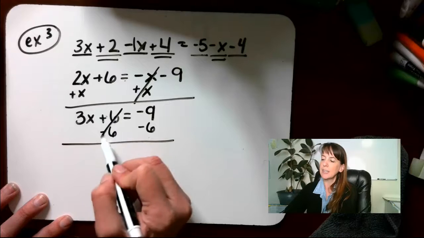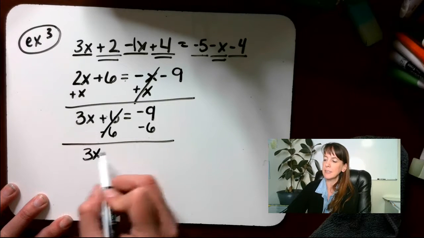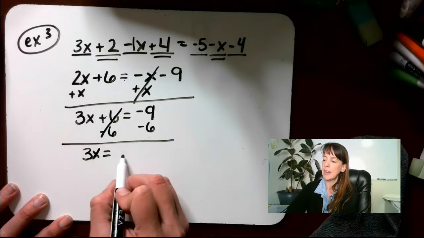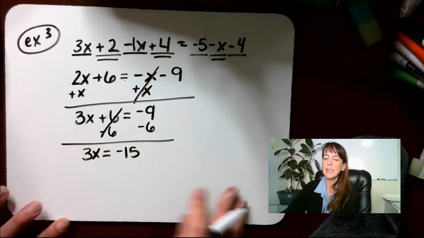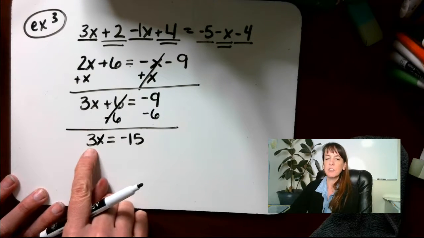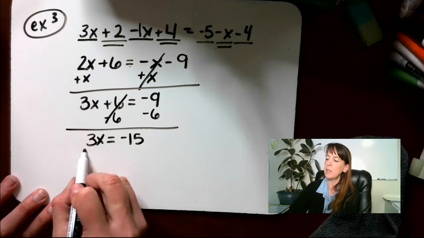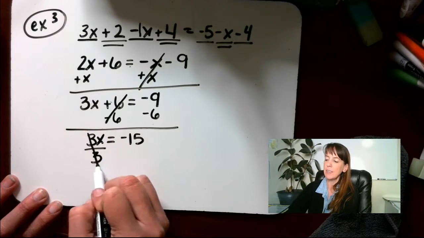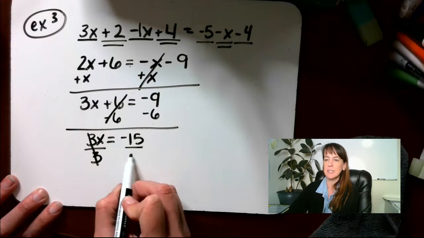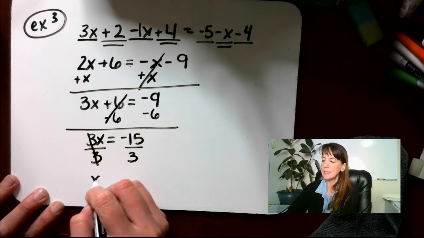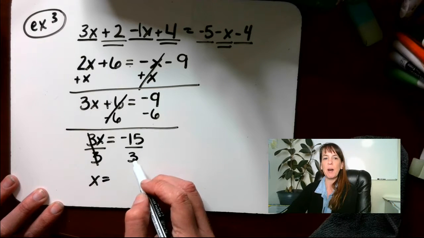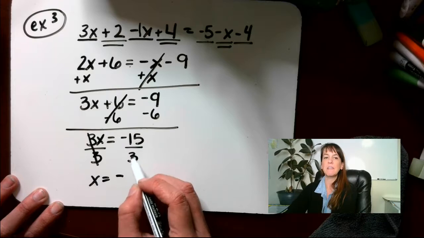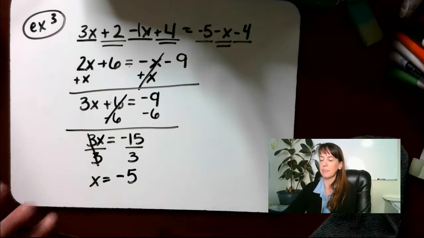When we do that, these guys cancel out, and we bring down 3x equals negative 9 and negative 6 is negative 15. Right here, we're multiplying 3 times x, and the opposite of multiply is divide. When we do that, these guys cancel out, but what we do to one side, we have to do to the other. x equals negative divided by a positive is a negative. 15 divided by 3 is 5.